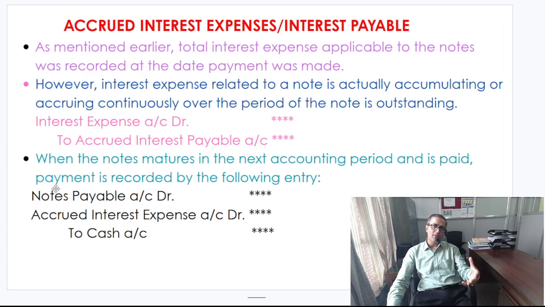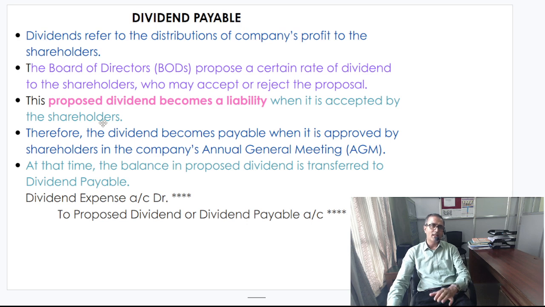Then similarly, there might be the case of other expenses too. When you have accrued expenses, you simply have to record them in this format: interest expenses to accrued interest payable account, like that. Okay, now let's move to the dividend payable.